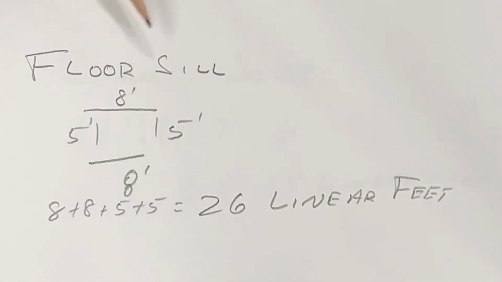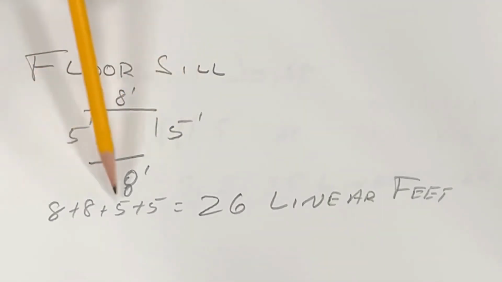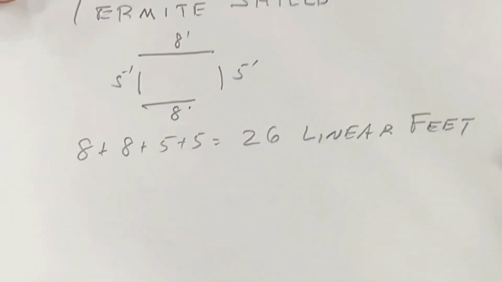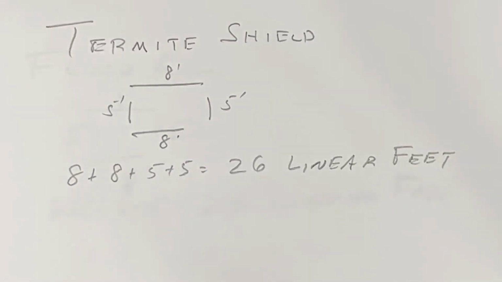Floor sills go under the headers and the rims, so it goes all around the building. We're talking perimeter now: 8, 5, 8, 5, which is 26 linear feet. Termite shield literally goes right under the floor sills, and this is the exact same thing. You follow the perimeter, it too is 26 feet.